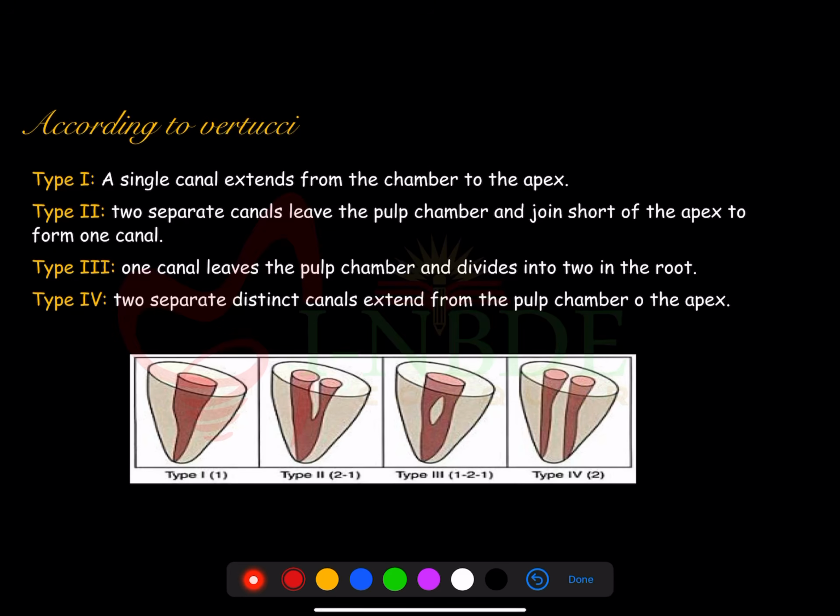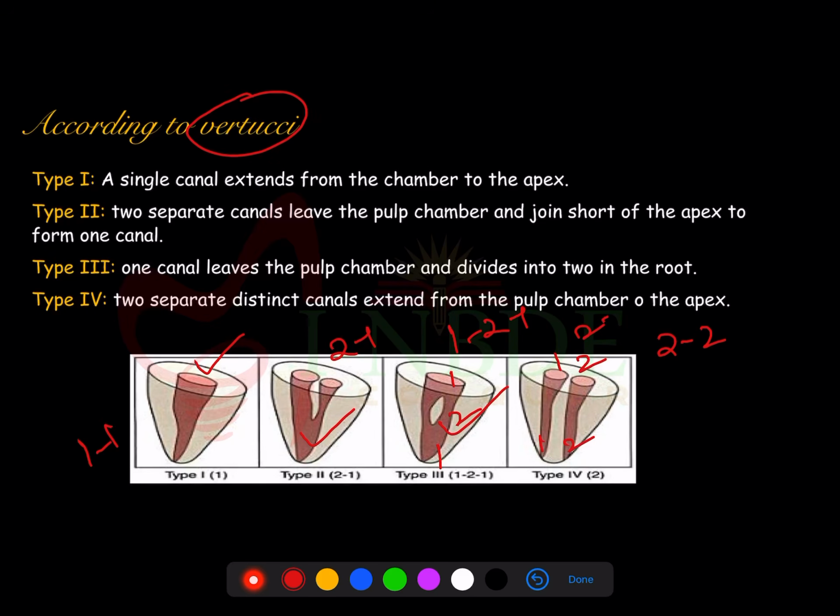There is a slight modification of Weine's classification, and it is done by Vertucci. In Vertucci you will have 8 types. Type 1 is 1-1, type 2 is 2-1, type 3 is 1-2-1, which means it starts as 1, splits into 2 and ends as 1. Type 4, which is 2-2, starts at 1-2 and ends at 1-2.